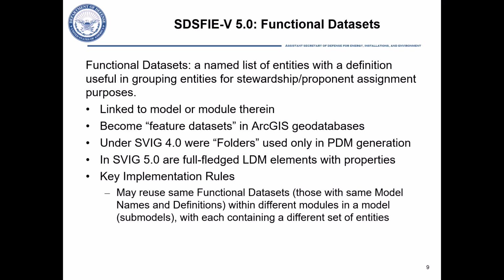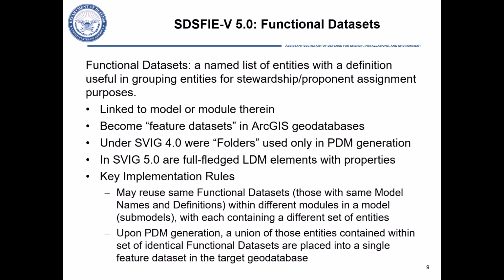The same functional datasets, those with identical model name and definitions, can be reused within the modules of a modular model, that is, within the model and its submodels. Each of those functional datasets must have a different set of entities, as entities are still unique at the model level. Then, when the model is generated into a geodatabase, a union of the entities that are contained within each of the identical functional datasets would be placed into the same single feature dataset.